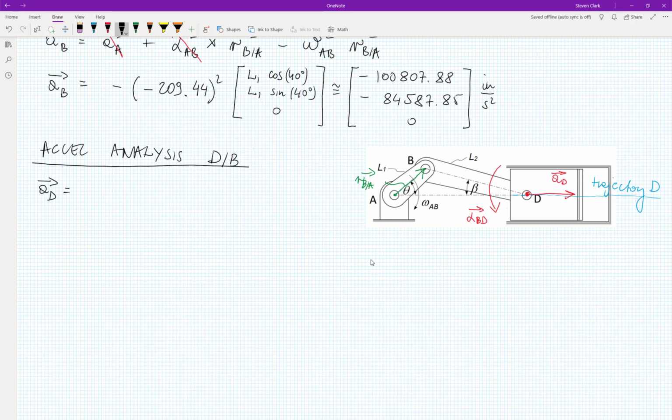So in here we will have AD is equal to AB plus alpha BD times RDB minus omega BD squared RDB. Okay, so the first thing to observe in here is that AD moves horizontally. Yes? So I think we all know what its vertical component is. Its vertical component will be 0. So we can write in here AD, 0.